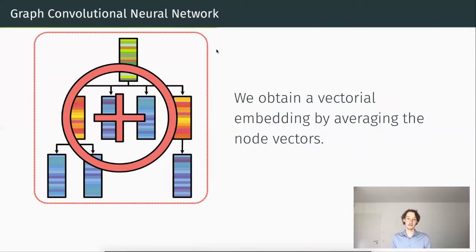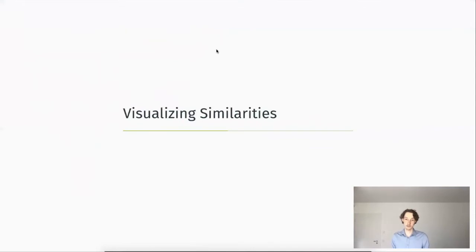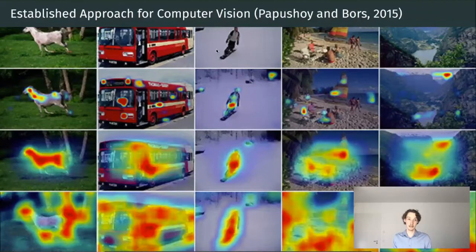And I told you that we need a vectorial embedding. So what we do is we take all the nodes in the tree and we average them, and then we get one vector of a fixed dimensionality that we can put into our database. All right, so now we can compute similarities with those embeddings.